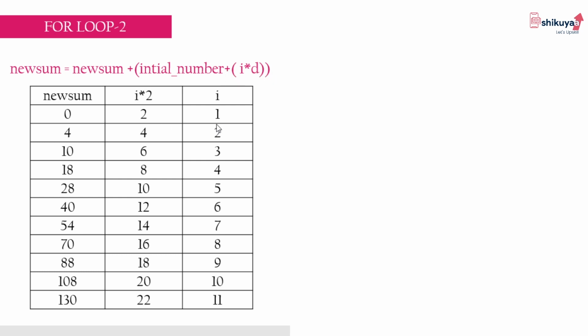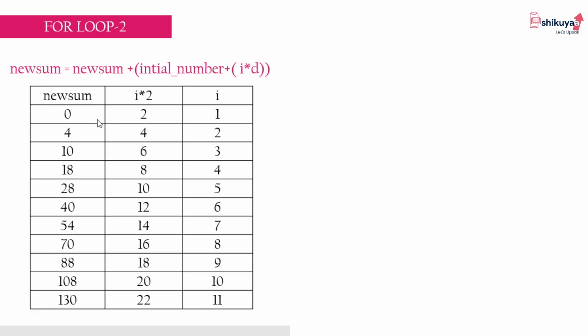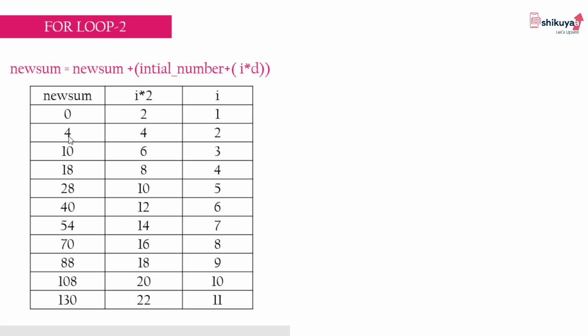So what is happening now? Initially when I was 1, the new sum was 0. But we are going to start our addition from here, that is from 4. So when I becomes 2, in the next term, the addition becomes 4. Next, when I is 3, I into 2 is 6, correct? So the new sum becomes 10. Are you getting my point?